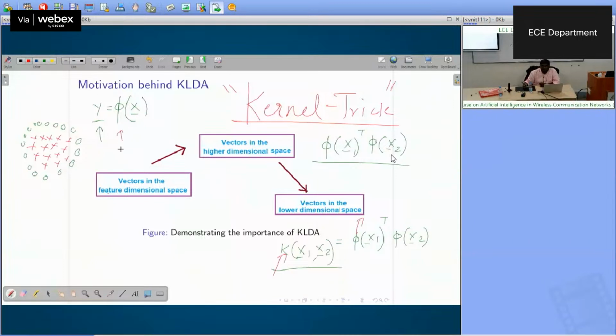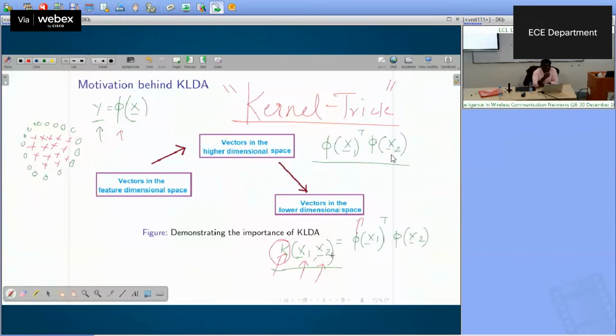So instead of using explicitly the function phi, what we do here is we define what is called the kernel function, K. The kernel function is defined on the vectors which are in the feature dimension space. I mean, your data, whatever is given, x1, x2 is the data given to you, right? It's in the feature dimension space. So you apply this kernel function to these vectors to get the inner product in the higher dimension.